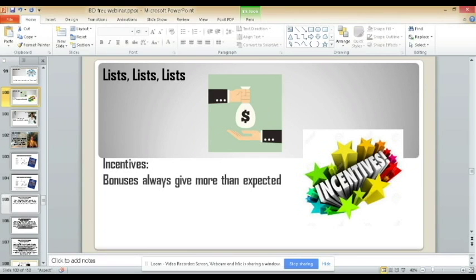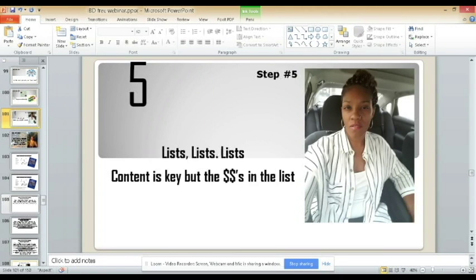Always giving more than expected is not even an option anymore. In today's society, bonuses and incentives are expected. They are literally required. People look for them. They don't really do much without them. So give them. Create your list. It can be small. You have people who are following you. Ask them. Give them a link. Tell them click here. Try it out.